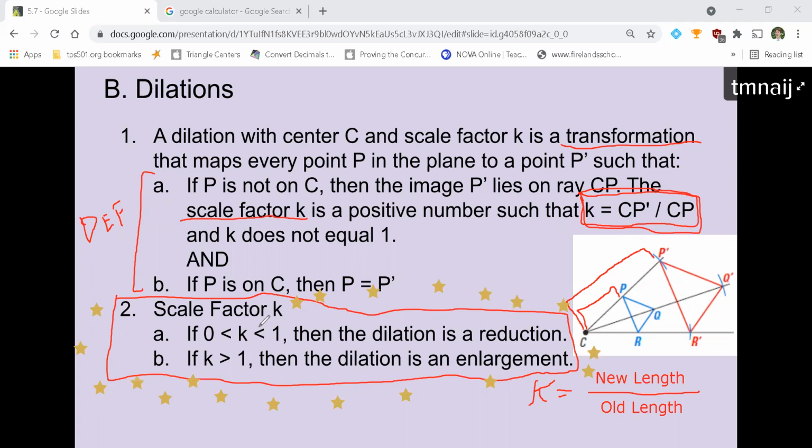If your K value is a decimal between 0 and 1, then the dilation is a reduction. It'll shrink it, which should make sense, right? If you scale it by a half, it will become a half as big. If you scale it by a third, it'll be a third as big. So if your K value is greater than 1, then the dilation will be an enlargement. So if you scale it by 2, it'll be twice as big. If you scale it by 2.5, it'll be 2.5 times as big. Scale it by 5, it'll be 5 times as big.